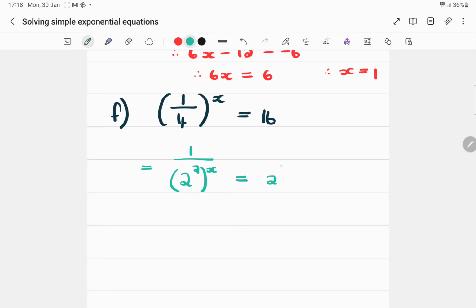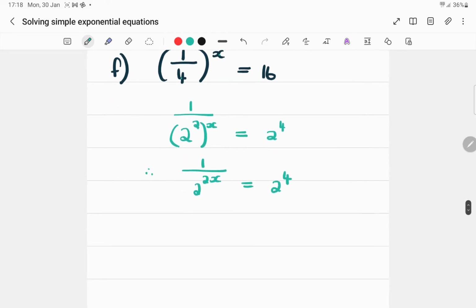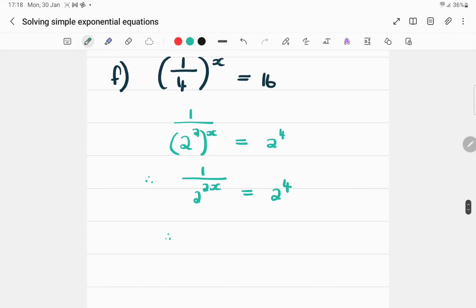And that gives you 2 to the power, 16 is 2 to the power of 4. 2 times 2 is 4, times 2 is 8, times 2 is 16. And again, I mustn't write this equal, sorry. Thus, hopefully I get this right now. 2 to the power 2 times x is 2 to the power 2x, which is equal to 2 to the power 4. Then I'm going to bring it upstairs so that it's on the same level. And then the exponent becomes a negative exponent.